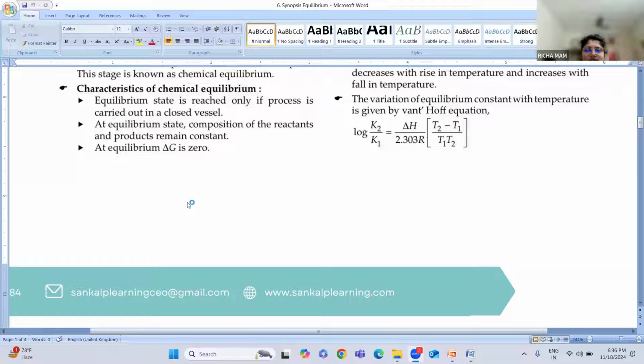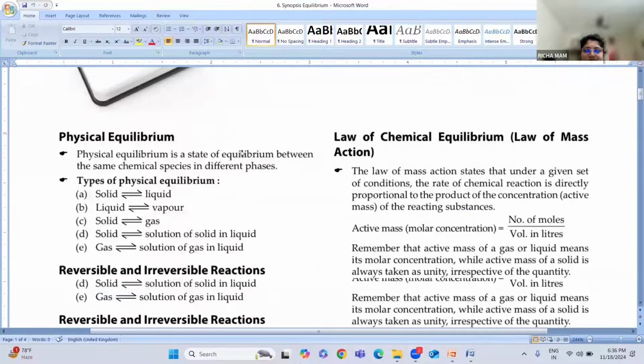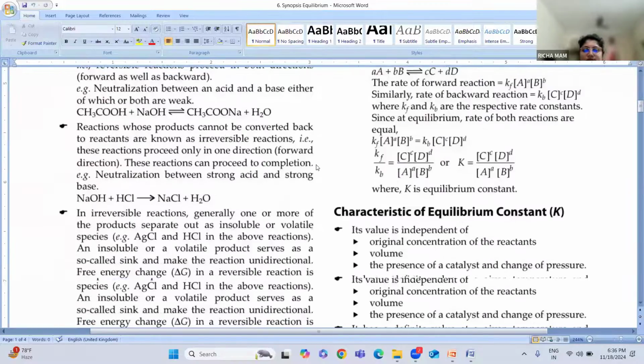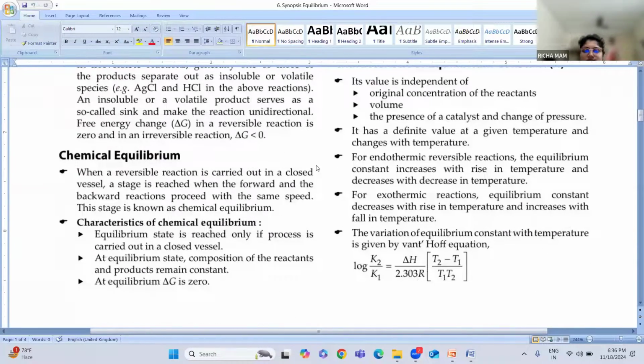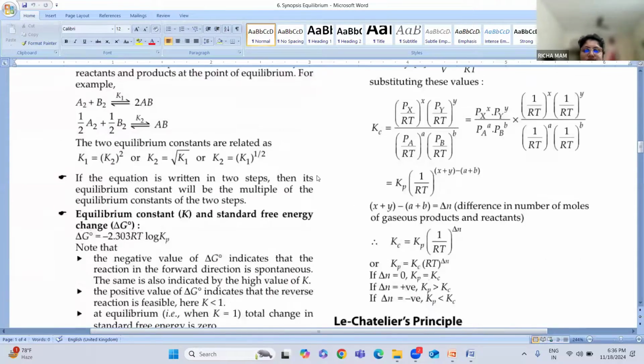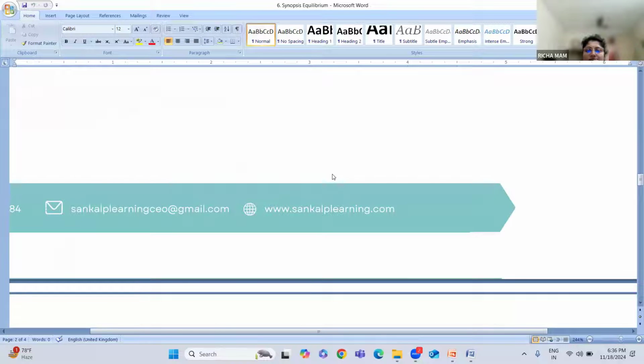So in the last class, we started with the chapter equilibrium, right? We discussed chemical equilibrium. All these things we discussed in our previous class, and based on these things, we also discussed the MCQs. Today we are going to start with the next concept in equilibrium, that is ionic equilibrium.